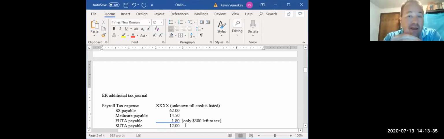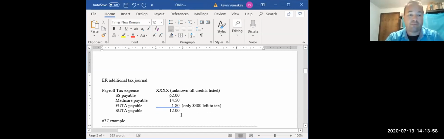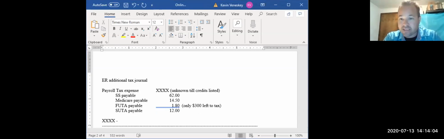Now I've calculated all four taxes. I can then enter in what my X's are. So I'm going to go ahead and add up the $12 plus the $1.80, $14.50 plus the 62 bucks. And my debit, when I'm ready to enter this debit, let's show where our X here is. Our X number here is $90.30. That would be our debit to this entry. That's how much in total taxes that I paid, in addition to what the employee paid.